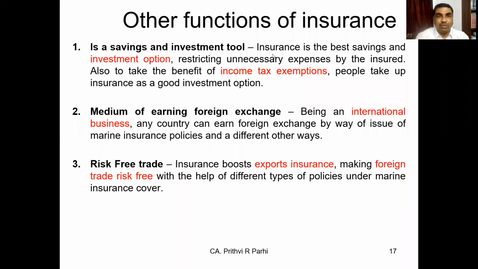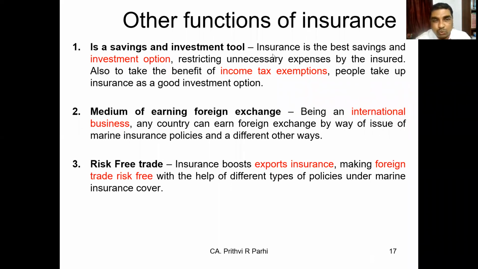Coming to other functions of insurance, it is also a saving tool, specifically in the case of life insurance policies. Even if the uncertain event of death doesn't happen within the policy period, when the policy matures, the money invested is returned with some additional return, let us say bonus money. So it is also an investment vehicle. It's an investment option.